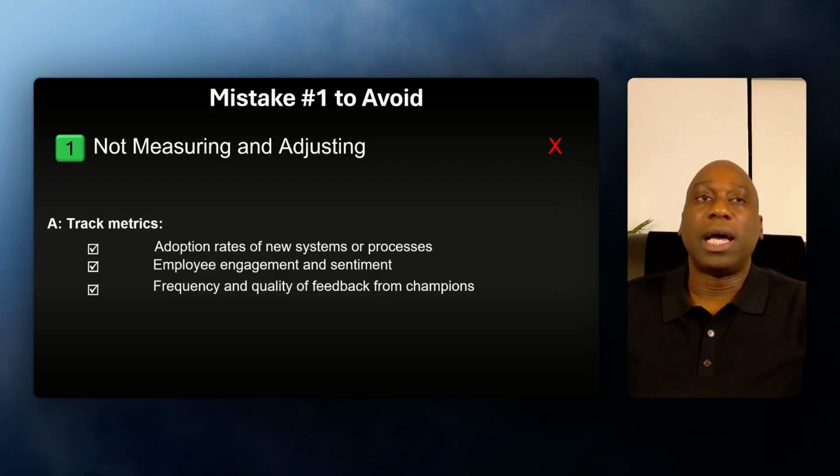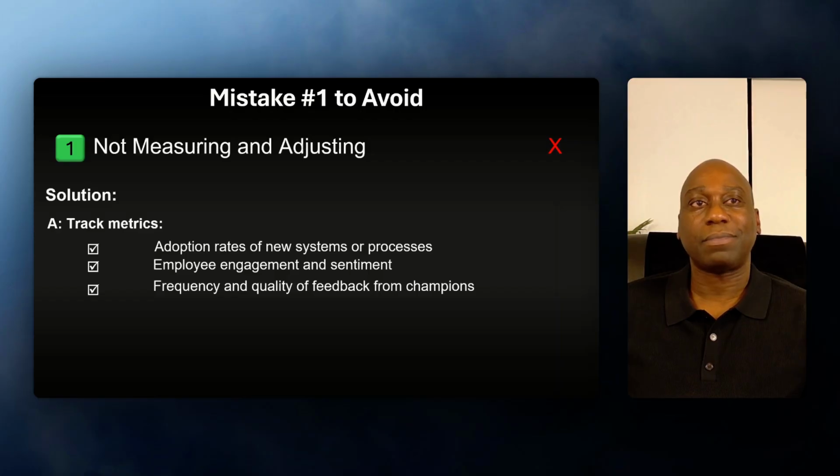These in total are not just measuring the champion network itself, but the effectiveness of the champion network. So, for example, if impacted end users are not adopting, they are not using the new system, it means the champion network is not effective. And so you want to measure the rates of people using the new system or the new processes.